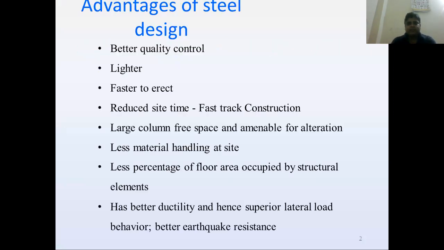Now, advantages of steel: better quality control, lighter, faster to erect, reduced site time, fast track construction, large column free space and amenable for alteration, less material handling at site, less percentage of floor area occupied by structural elements, has better ductility and hence superior lateral load behavior, better earthquake resistance.